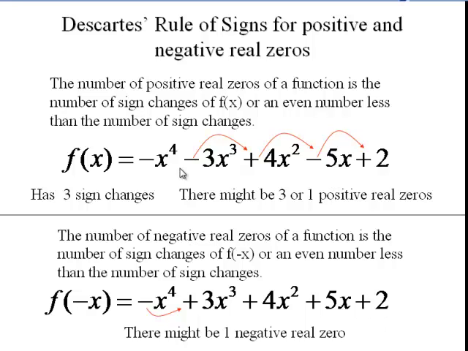So that's Descartes' rule of signs. You simply count the number of sign changes for the positive possible zeros, and to find out how many possible negative ones there are, plug in a negative and then count the sign changes.